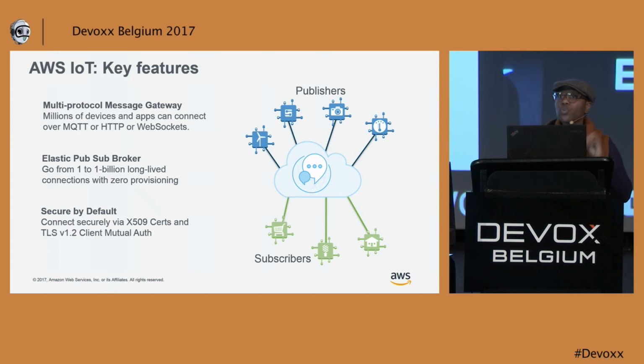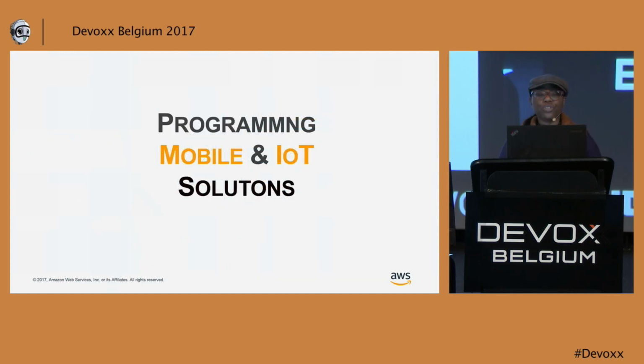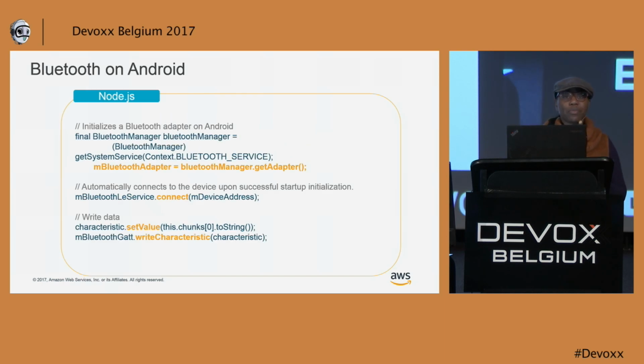The key of this is we support all the protocols, MQTT, HTTP over WebSockets. We have a pub-sub model, and then it's secure by default. And again, the key, if you take nothing away, is this is how this platform kind of works. You have the device SDK, you have the registry. I talked about that. I want to get into how you program these things because we're at a developer conference.